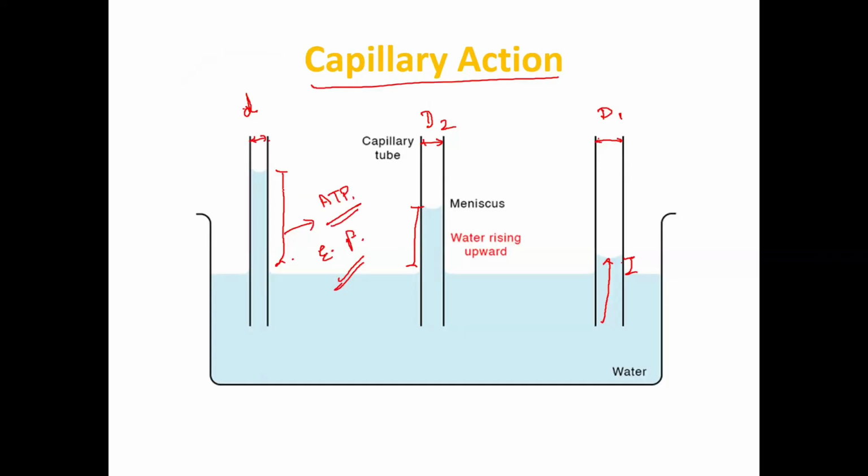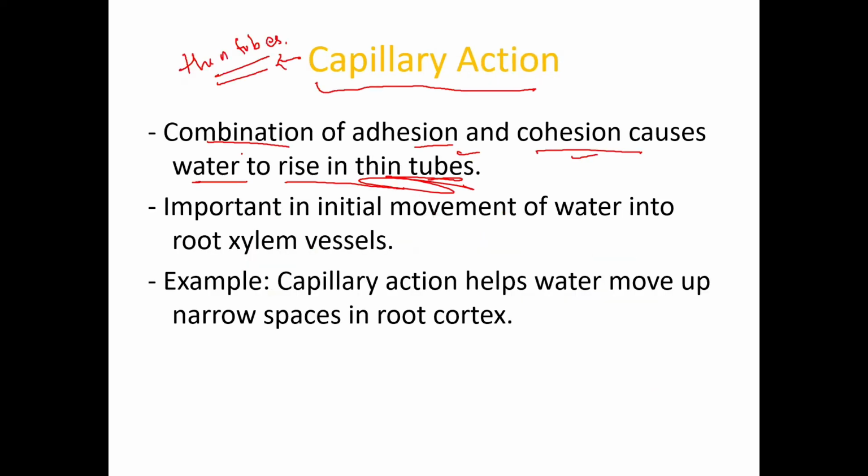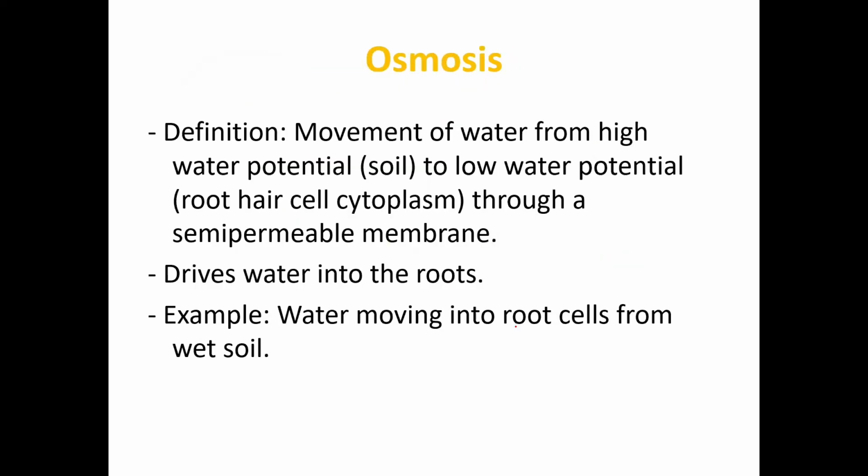How adhesion and cohesion? As you see, a water molecule sticking with another water molecule is cohesion, and the water molecule sticking with the wall of the tube is adhesion. So overall, capillary action is a combination of adhesion and cohesion that causes water to rise in a thin tube. It is important in the initial movement of water into the root xylem vessel. Capillary action helps water move up narrow spaces in the root cortex, present in the root.